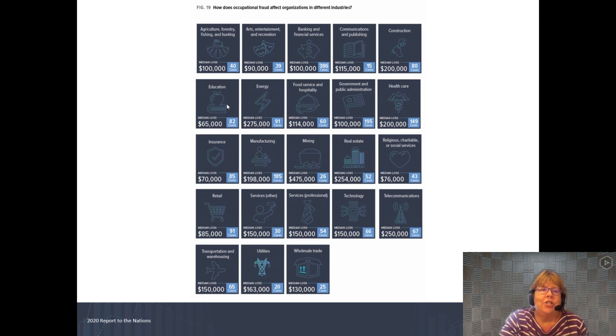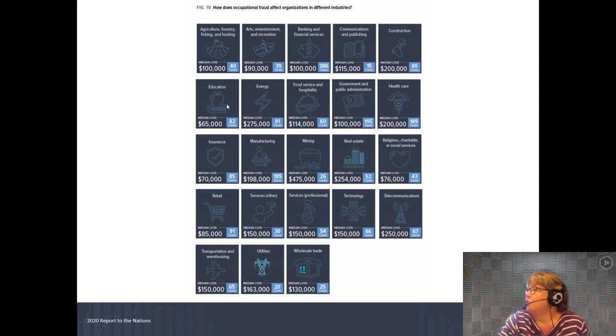All right. This slide just shows a box for each of the different types of industries out there and gives the number of cases and the median loss. I don't expect you to know all this, but there are some interesting trends here. In mining, we have a median loss of 475,000. That is the highest of all the industries. And they had 26 cases, which is kind of big for the number of cases, I would think.